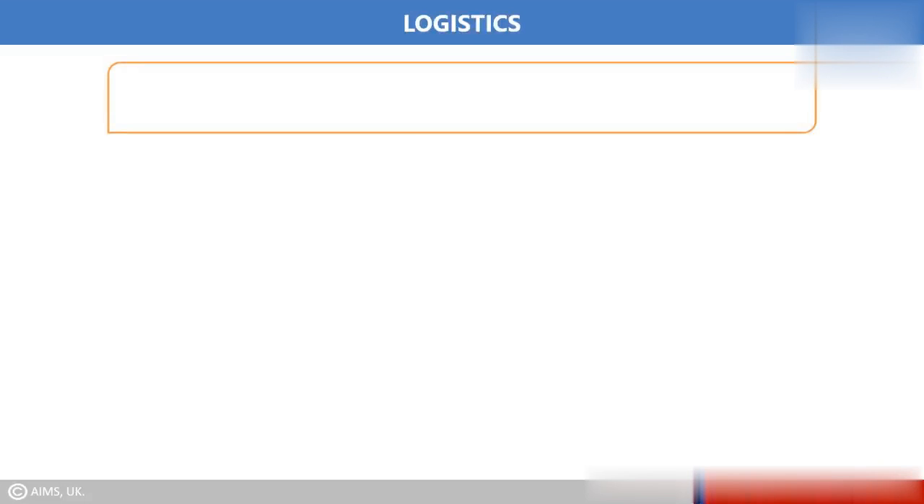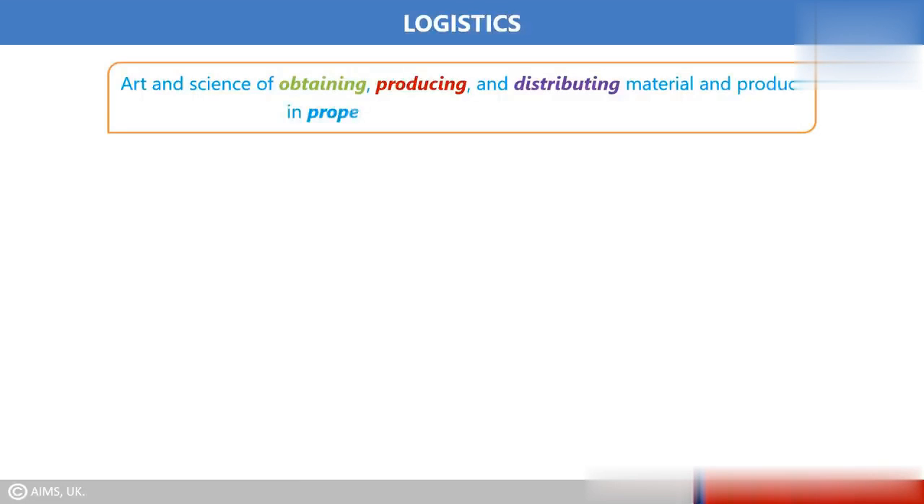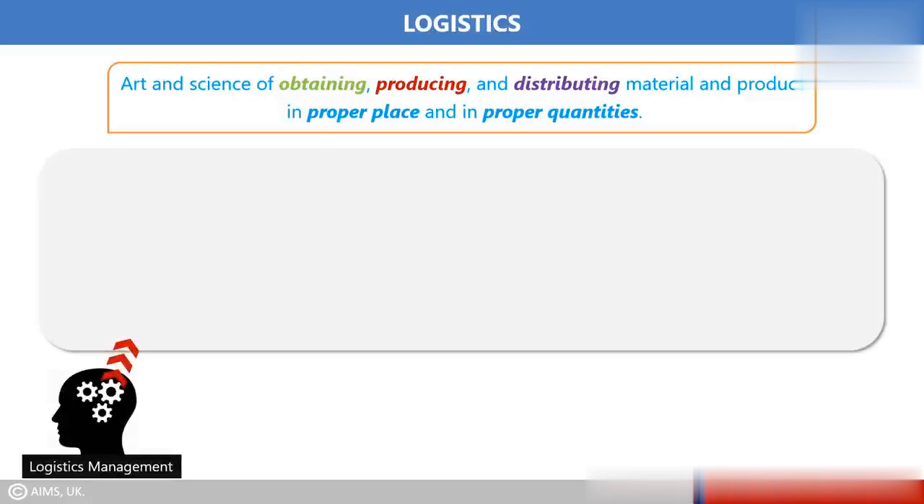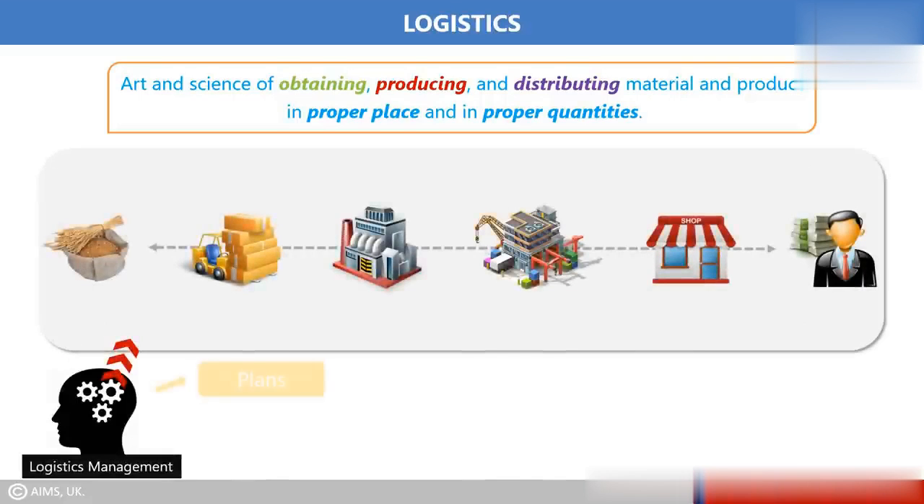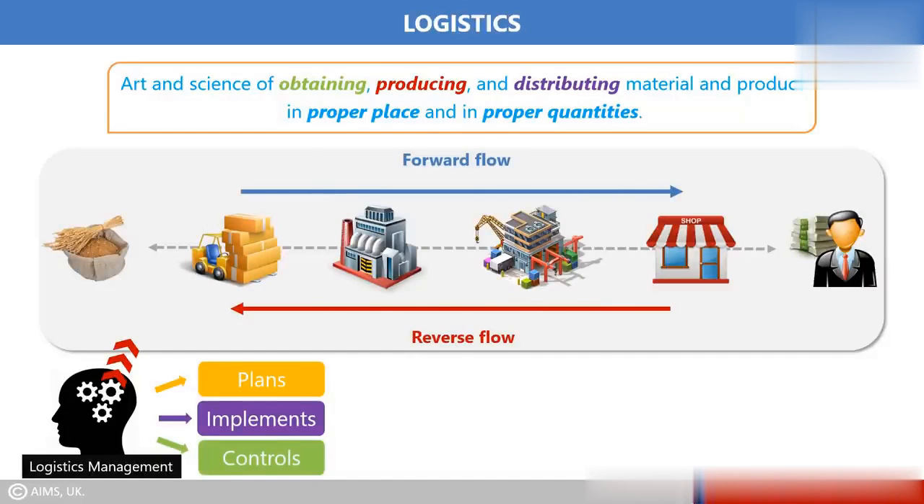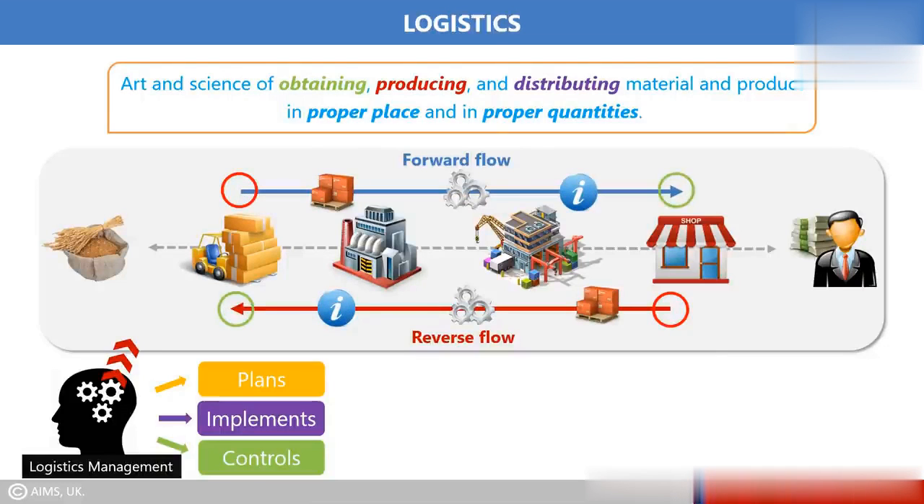Logistics is defined as the art and science of obtaining, producing, and distributing material and product in the proper place and in proper quantities. Logistics management is the part of supply chain management that plans, implements, and controls the efficient, effective forward and reverse flow and storage of goods, services, and related information between the point of origin and the point of consumption in order to meet customers' requirements.